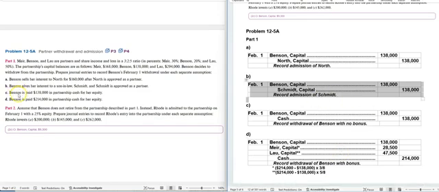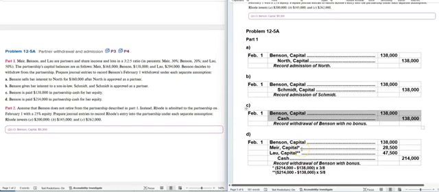In the third scenario, Benson is paid $138,000 in partnership cash for her equity. So here the partnership is essentially buying that partner out. The partnership's cash is being used to pay off Benson. Cash will go down in the partnership, so we will credit cash $138,000. And cash went down because Benson's capital is now gone. Essentially, Benson has withdrawn the value of her equity account out of the business in the form of cash.